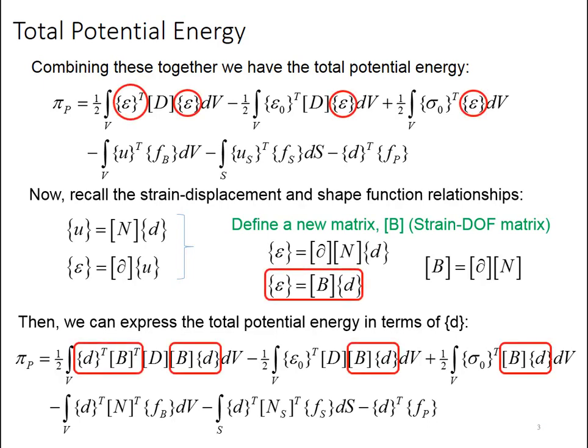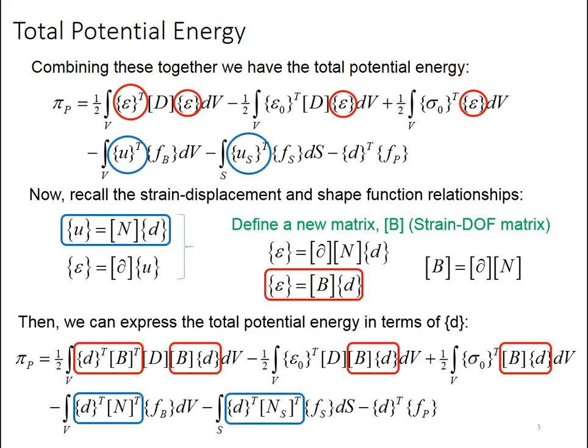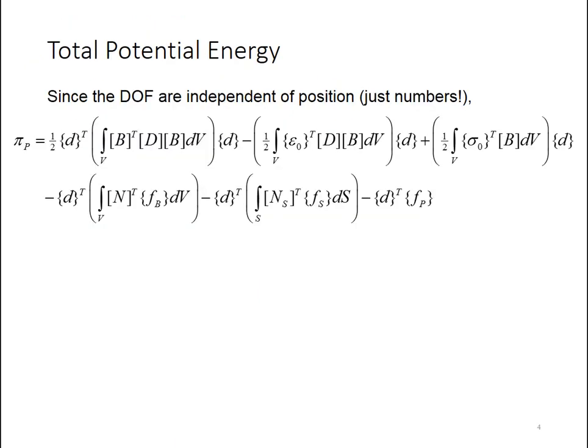Let's walk through each piece of that. First off, I'm using the relationship between the strain and displacement to convert each of my strain terms from above into the product of the B matrix times the degree of freedom vector. Then next, I take each of my displacement, the U expression, so the displacement field terms, and I'm converting that into the shape function matrix multiplied by the degree of freedom vector.